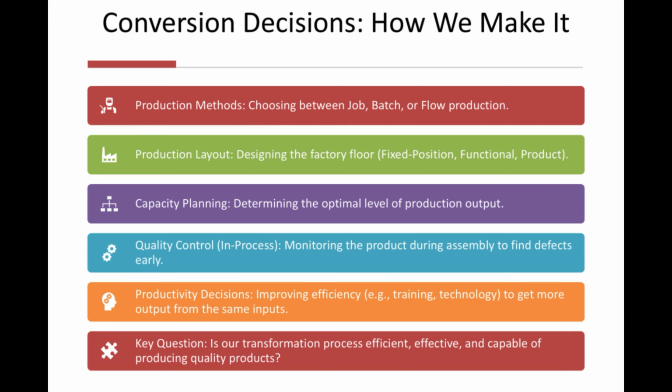So now we move on to the conversion decisions. First on the list is production methods. How will the bakery actually produce the breads? Are they going to be using job production, where each bread is made individually by hand from start to finish?